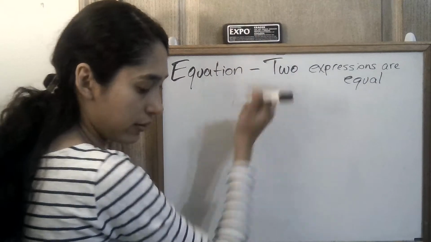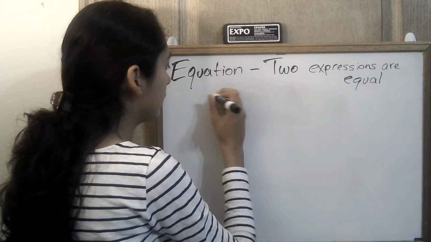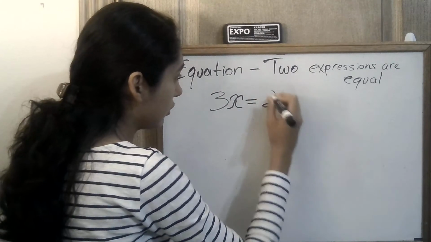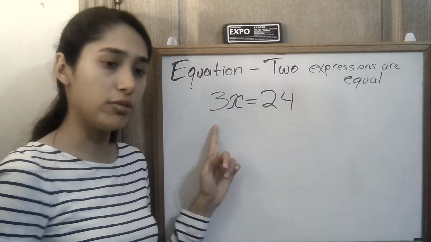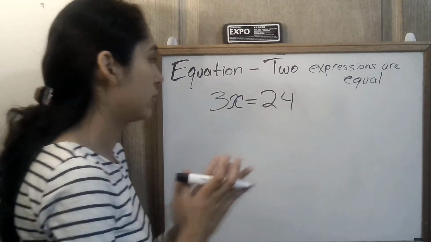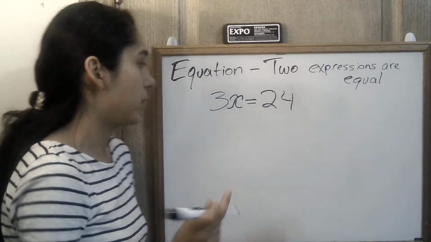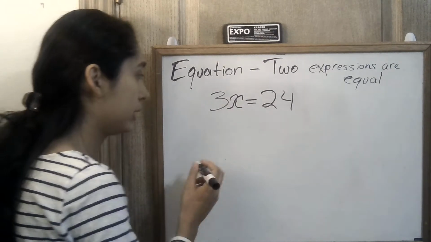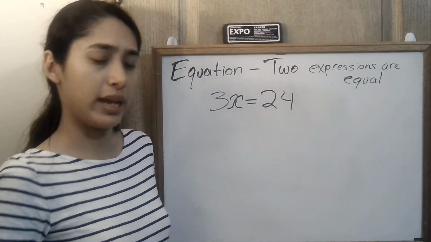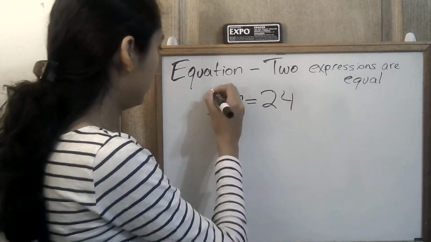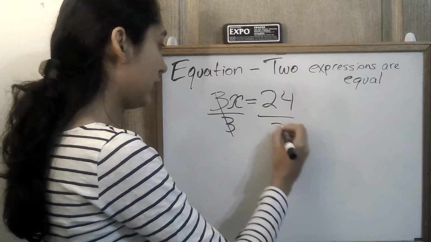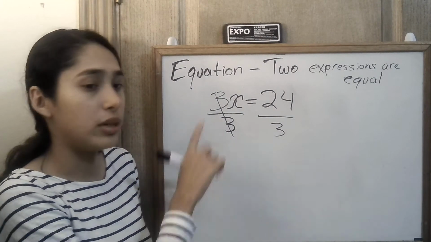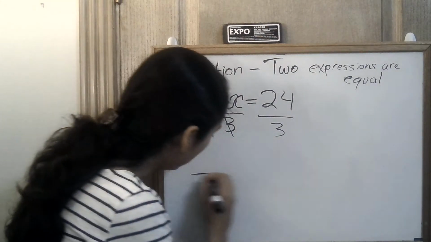Okay, so we have 3x is equal to 24. Here we have a coefficient, we have a variable, and we have a constant. So we have x multiplied by 3. We can divide by 3, and we will end up with an isolated x. Do it on both sides. Remember, it's very important to do it on both sides.